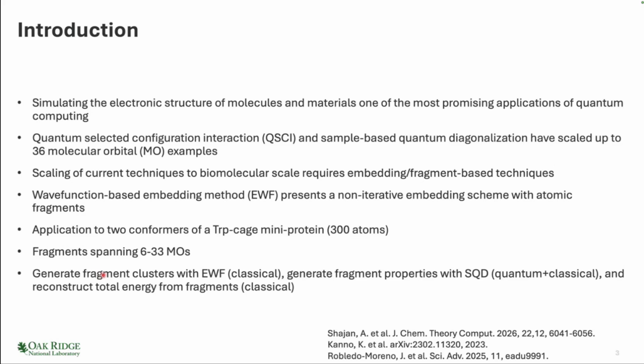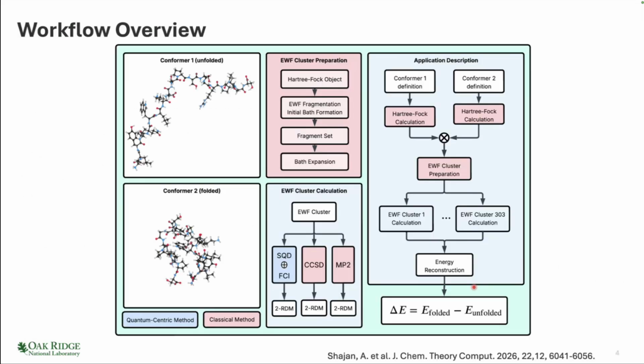Going through a general workflow again, we'll first generate clusters with this embedded wave function method on classical hardware. We'll generate fragment properties with this sample-based quantum diagonalization, which is a hybrid quantum classical approach, and then reconstruct total energies from the fragments, which will be purely classical again. Here's a general overview of the workflow, and we'll go into each of these areas in a little more depth as well.